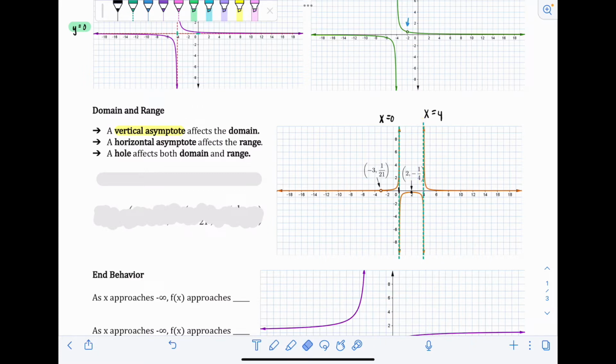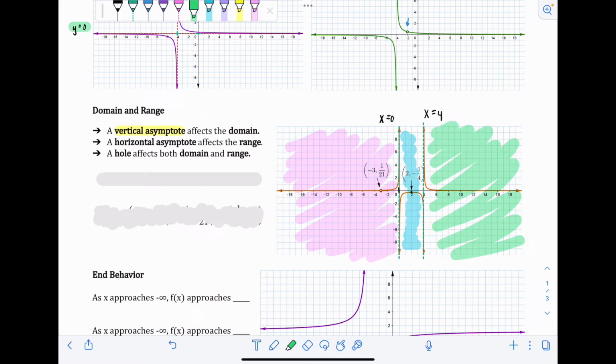Okay, so our vertical asymptotes are basically separating the graph into thirds. You can see there's this third right here, and there's this third right here. Not even thirds, sorry, but 3 different sections would be the better way to say it. And all of those sections represent different possible x values. There are all the x values to the left of x equals 0, all the x values between x equals 0 and x equals 4, and all the ones to the right of x equals 4. So they're describing different possible x values that we have.